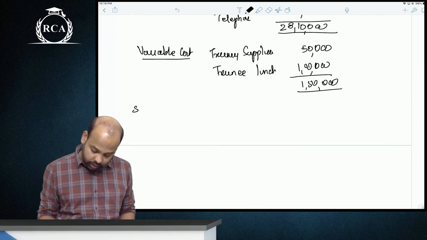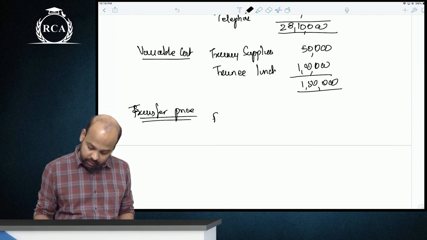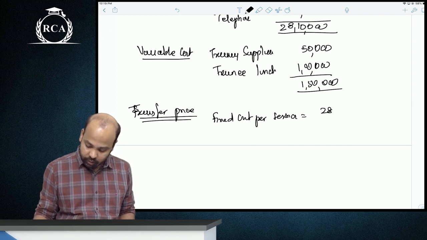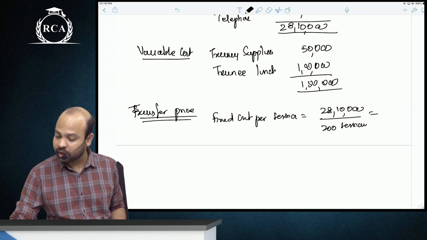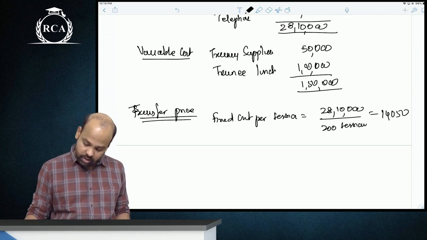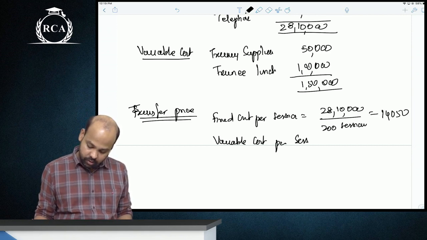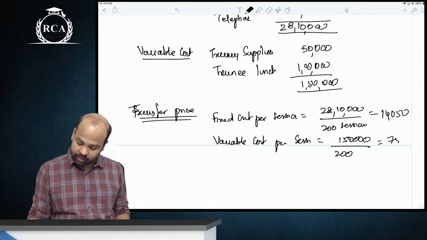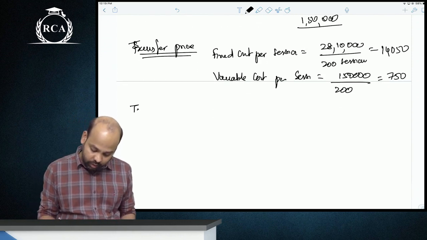Now the transfer price per session. Fixed cost per session would be 28 lakhs 10,000 divided by 200 sessions, and that is 14,050 rupees. Your variable cost per session should be 1,50,000 divided by 200 sessions. This would be 750 rupees.